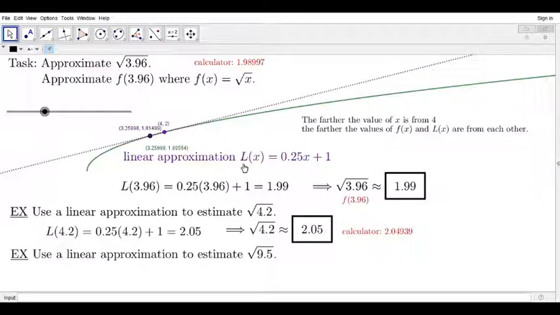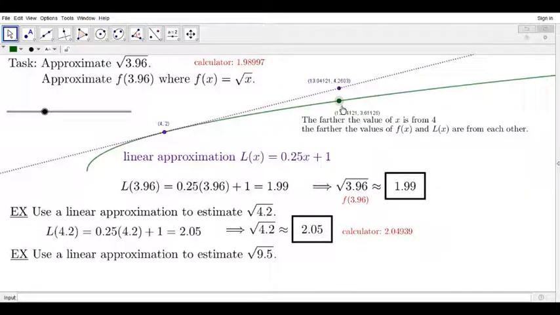Now the difference this time is that 9.5 is subjectively much farther from 4. So the function suggested here is the square root function, but 9.5 is much farther away from 4. And the farther the value of x is from 4, the farther the values of f of x and L of x are going to be from each other. So for example, if you trace this green point on the square root function and you compare that to the corresponding point on the tangent line, they're getting farther and farther away from each other.